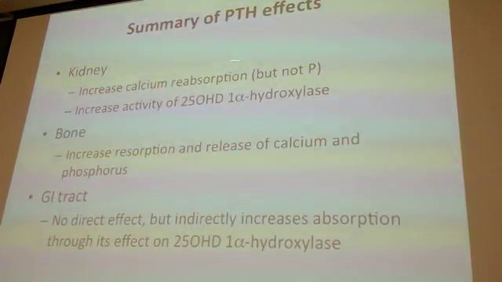So these three functions, it's acting in three primary sites. In the kidney, it's increasing calcium resorption. It's also increasing the activity of the enzyme which produces the bioactive form of vitamin D. We'll come back to this. This is 25-hydroxy vitamin D 1-alpha-hydroxylase, and we'll come back to that when we walk through vitamin D metabolism. That's how it has that indirect effect on the GI tract, because it increases the production of this bioactive form of vitamin D. And then it functions in the bone to increase resorption and release of calcium. Is that all clear?